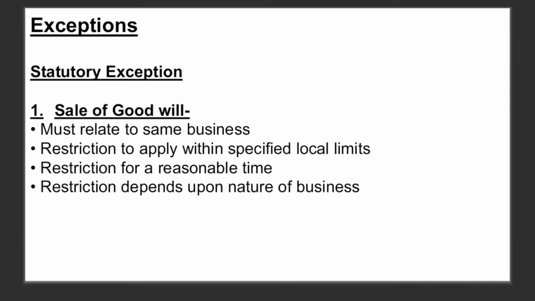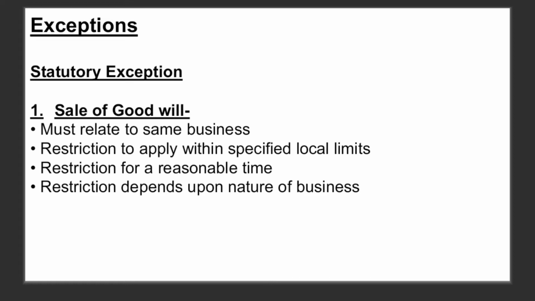Now that we know the general rule, let us understand what its exceptions are. The exceptions are to be read under three heads. The first is statutory exception. The second is the exceptions provided in the Partnership Act 1932. And the third is judicial interpretation. The judicial interpretation has also recognized some restrictions which are valid in the eyes of law. So let us start with the statutory exception.